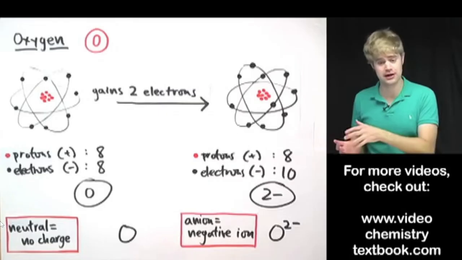A-N-I-O-N. I'll write it up here. It's a little bit hard to see there. A-N-I-O-N. So a cation is positive and an anion is negative.